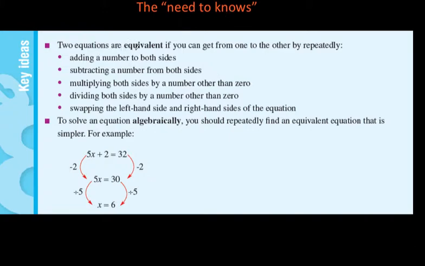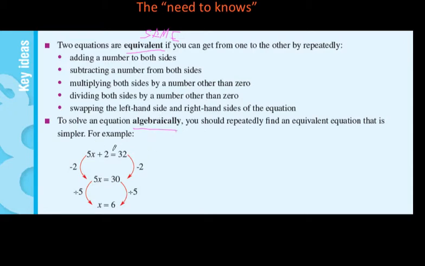So two equations are equivalent, which means the same, if you can get from one to the other by repeatedly adding a number to both sides, subtracting a number from both sides, multiplying or dividing by a number other than 0, or swapping the left hand and right hand side of the equation. Also, to solve an equation algebraically, you should repeatedly find an equivalent equation that is simpler.